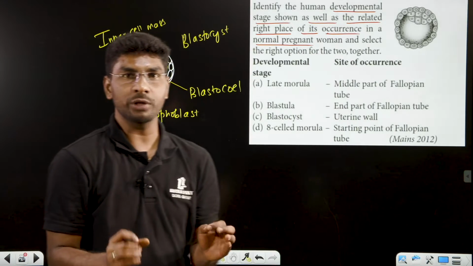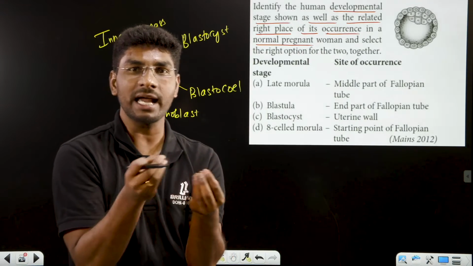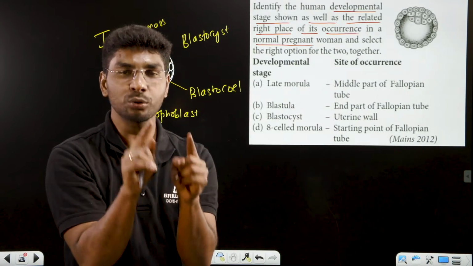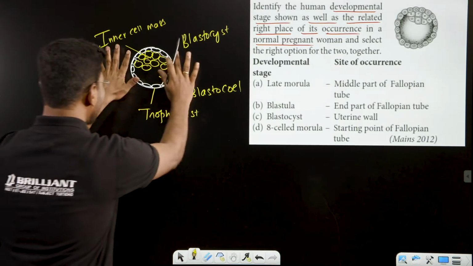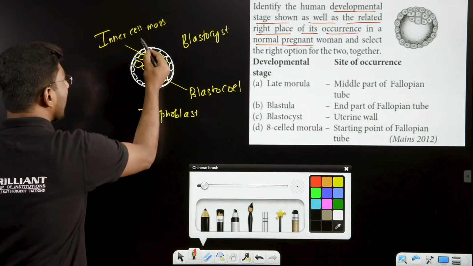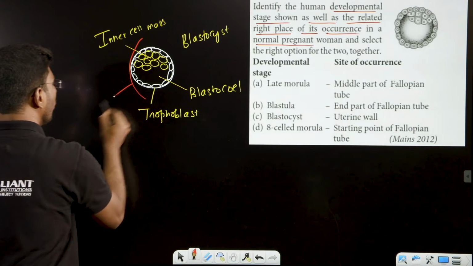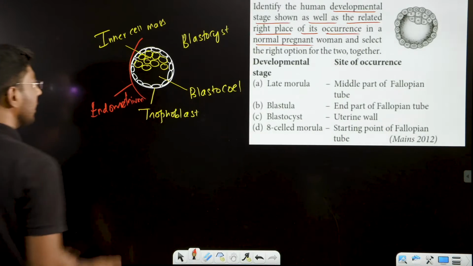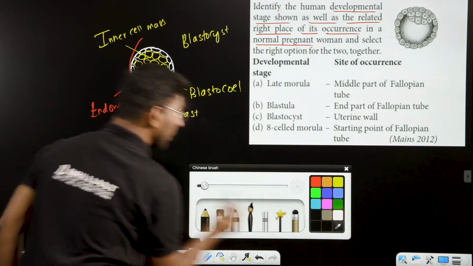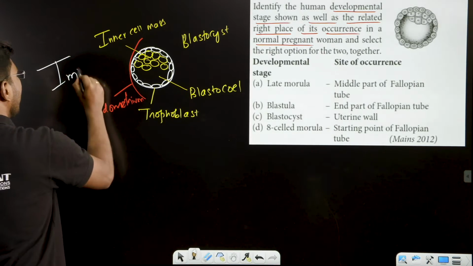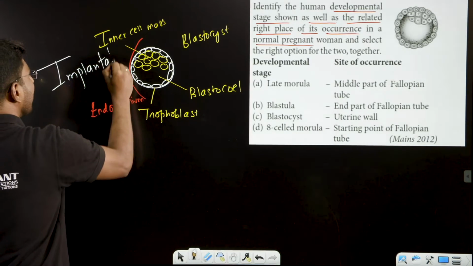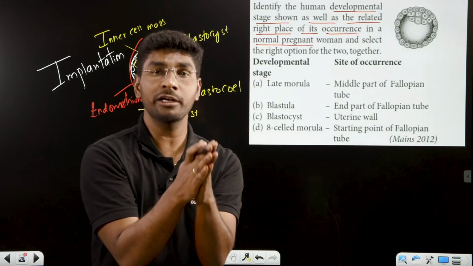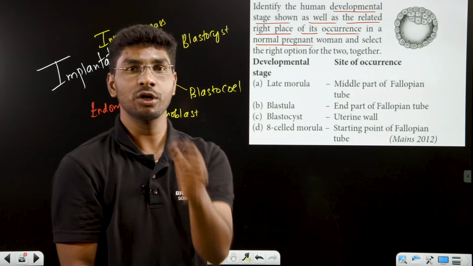One more thing keep in mind, student. These trophoblast cells release an enzyme, which dissolves the zona pellucida, so that after fertilization, exactly this stage of embryo comes and implants to the endometrium of the uterus. This process is known as implantation. Am I clear, student? So at which stage does the embryo come and implant into the uterus? Blastocyst stage.